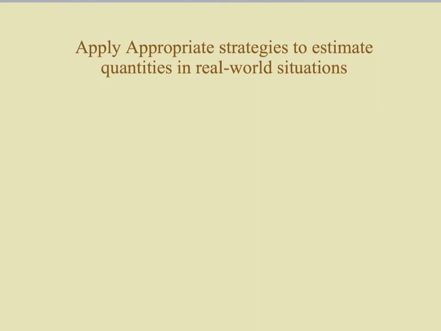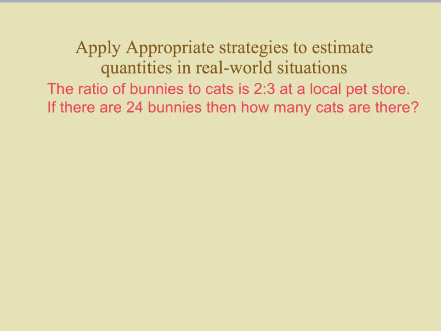Alright, so apply appropriate strategies to estimate quantities in real situations. Huge topic, but I feel like the most common would be solving things with ratios and proportions and stuff along that line. So let me just quickly jot down a problem for us to solve. Alright, so we have the ratio of bunnies to cats is 2 to 3 at a local pet store. If there are 24 bunnies, then how many cats are there?